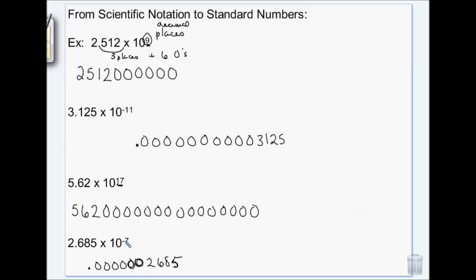Just remember that this is not the number of zeros. This is the number of total places that you're moving, so you have to take into account the decimals that are there. If it's negative, it's only going to be 1, usually. If it's positive, you could have 2 or 3, but you have to deduct from the exponent.